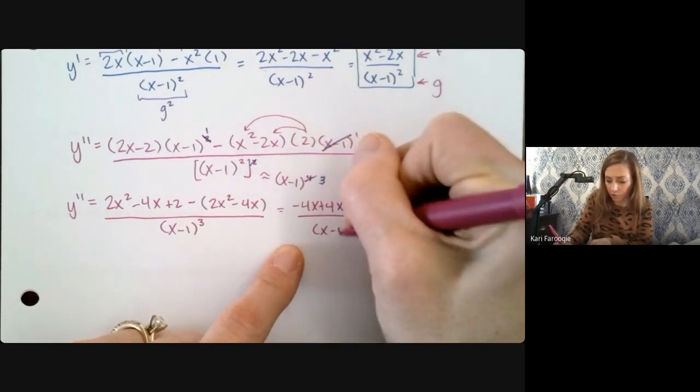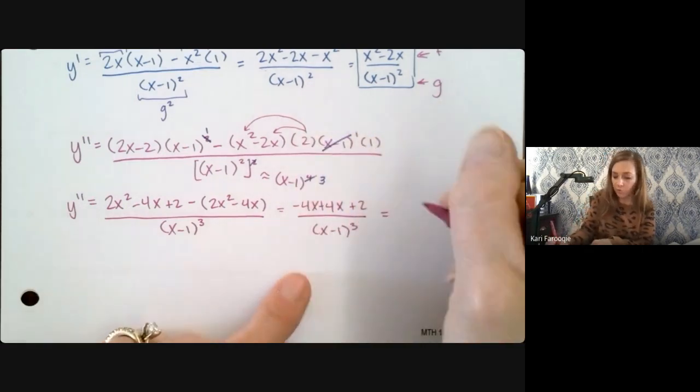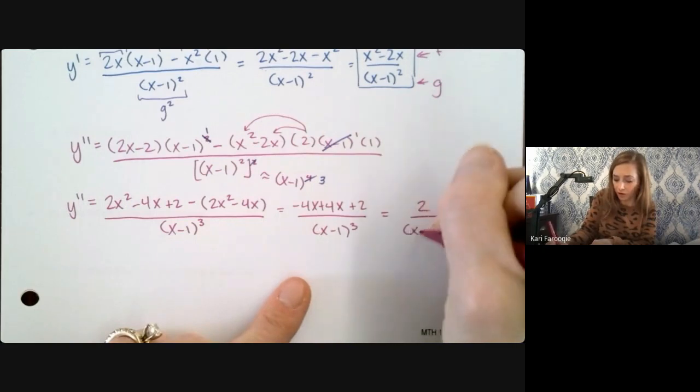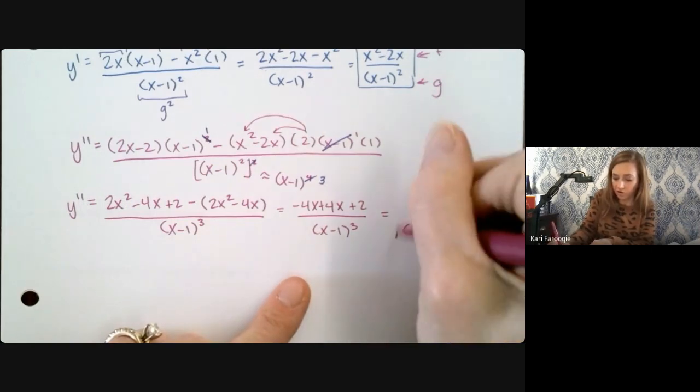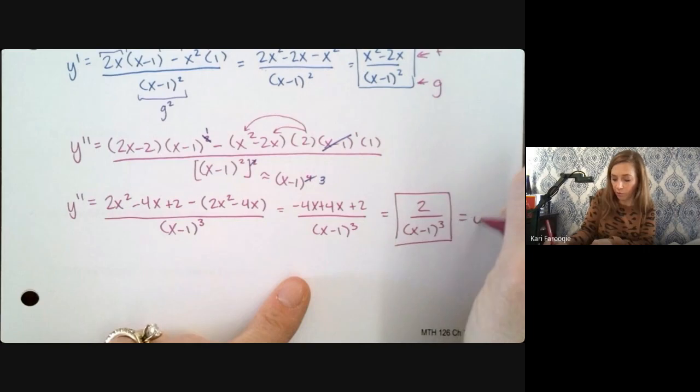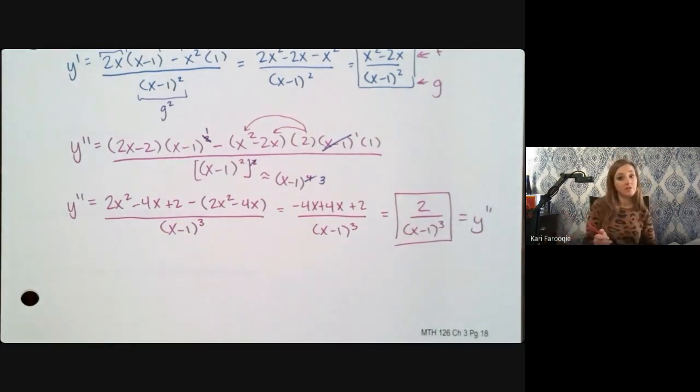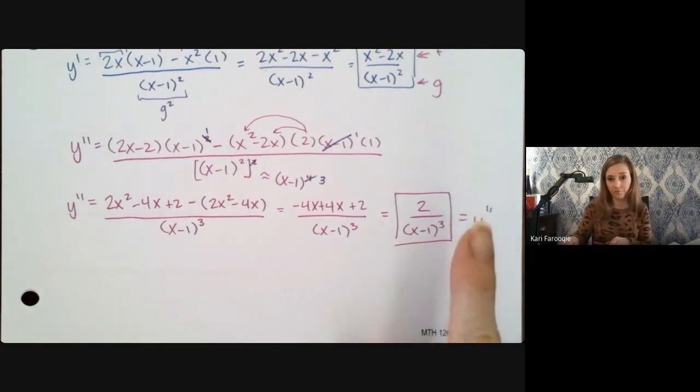We'll rewrite that one more time. And you just end up with 2 over x minus 1 quantity cubed as y double prime. Now that's nice because we knew that we were going to be eventually taking y triple prime, and it was starting to get a little bit crazy looking, but this looks a lot more simple. So now we can take the 3rd derivative of this function.